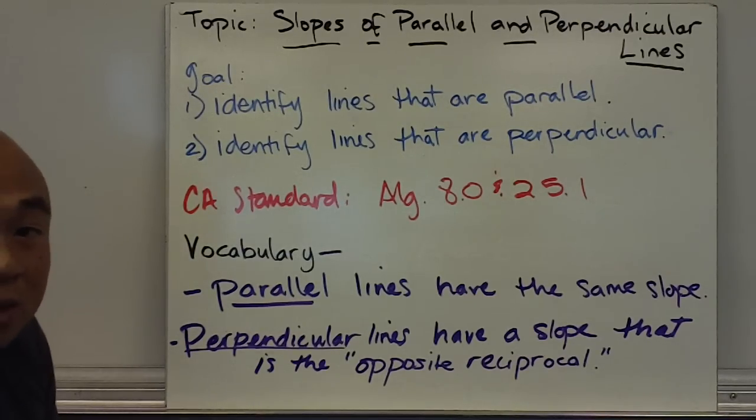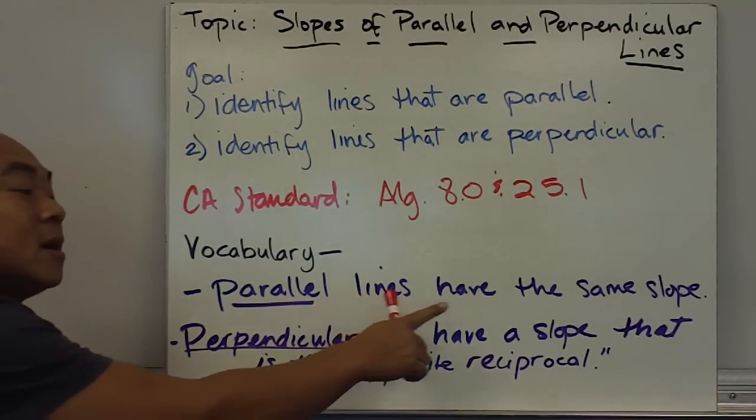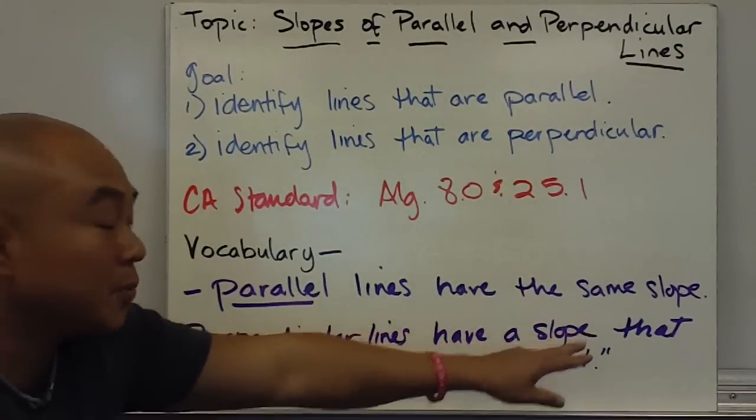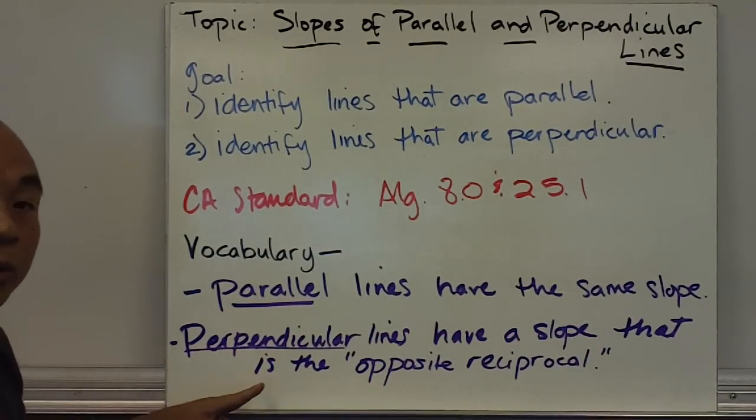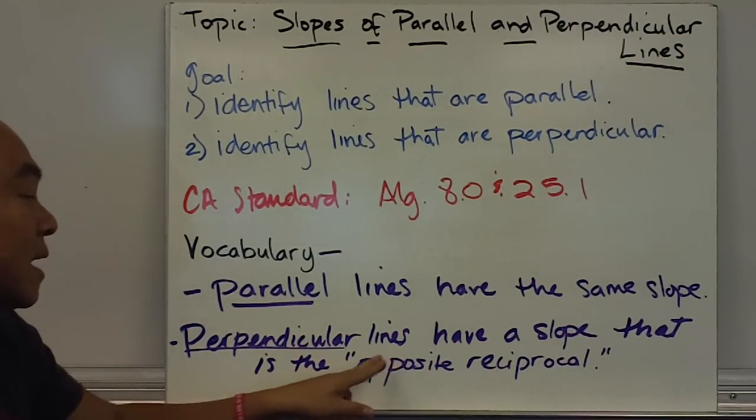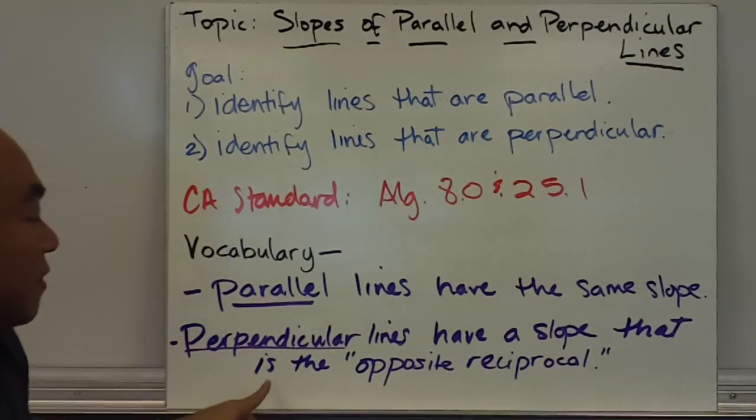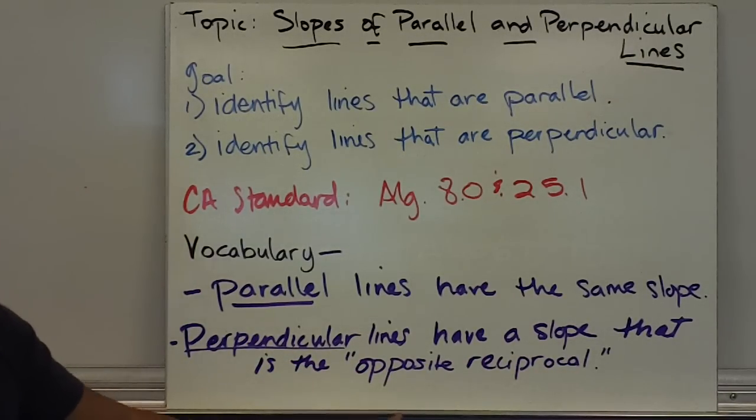Our vocabulary that we need to know for today is parallel lines, and parallel lines have the same slope. The other vocabulary word that we need to know is perpendicular lines, and perpendicular lines have a slope that is the opposite reciprocal. Okay?